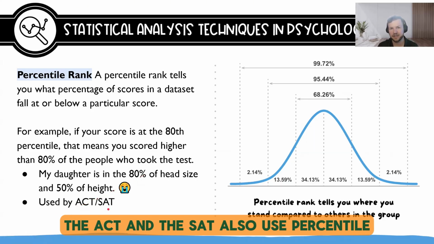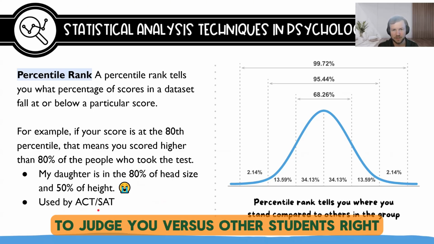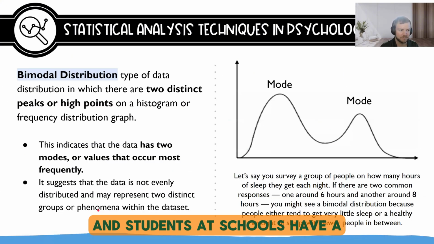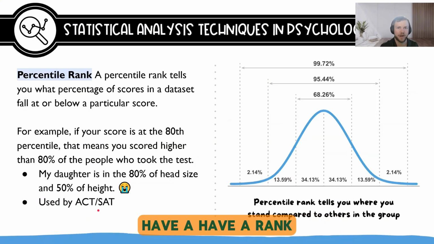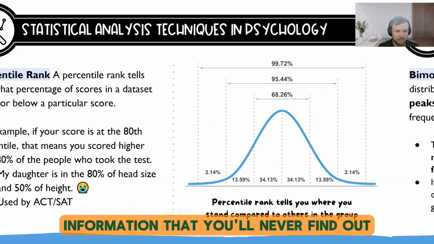The ACT and the SAT also use percentile to judge you versus other students, right? They use it to grade you. That's called percentile rank. And students at schools have a percentile rank versus other students. It's just hidden information that you'll never find out.